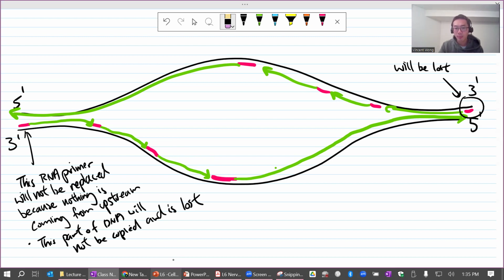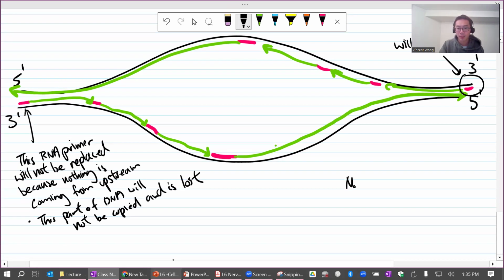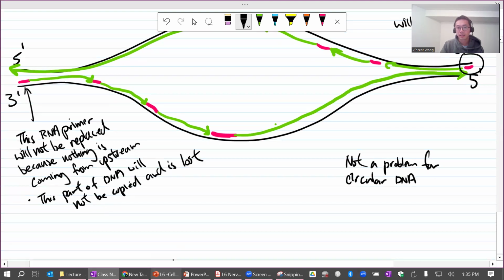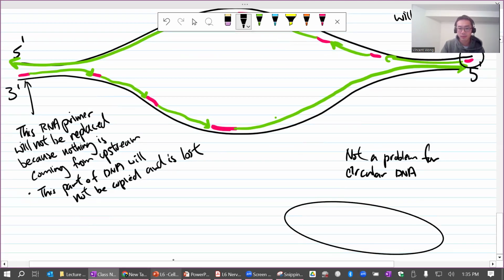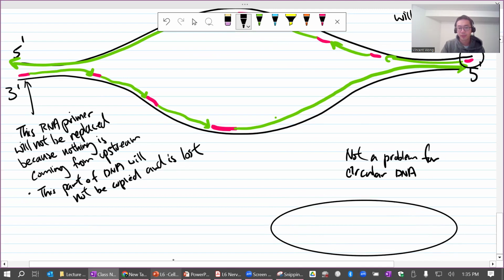Now, this is not a problem for circular DNA. Okay, so here's a circular DNA. Like it forms a loop, right? So for simplicity, I'm just going to draw one primer. There are going to be other ones as well, but for simplicity, I'm just going to draw one DNA and one primer. Watch.